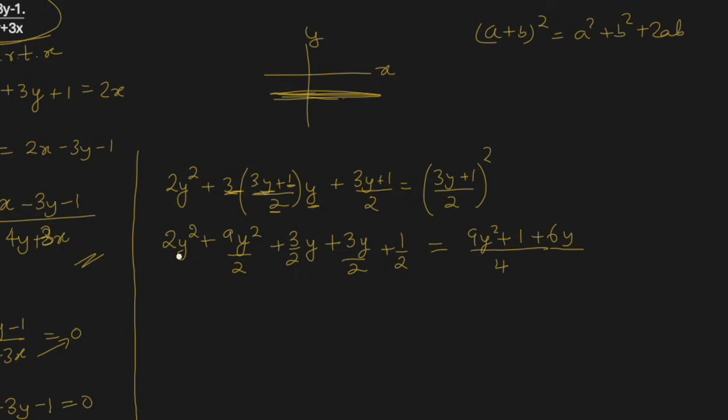Alright. Can we add these two? Yes, we can, right? So it'll become 13. 2 times 2 is 4 plus 9, 13 over 2 y square. What will that be? Both of them have denominator 2, 6y over 2, then half. Then we have here, I'll separate all of them. So 9 over 4 y square plus 1 over 4 plus 6 over 4 y.